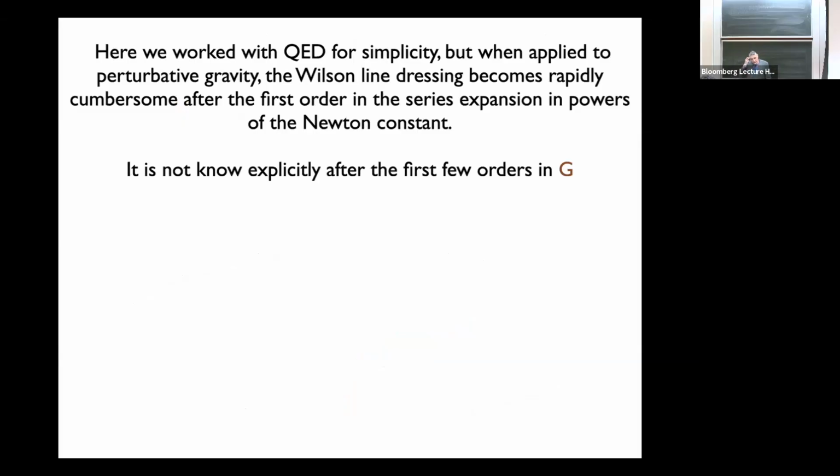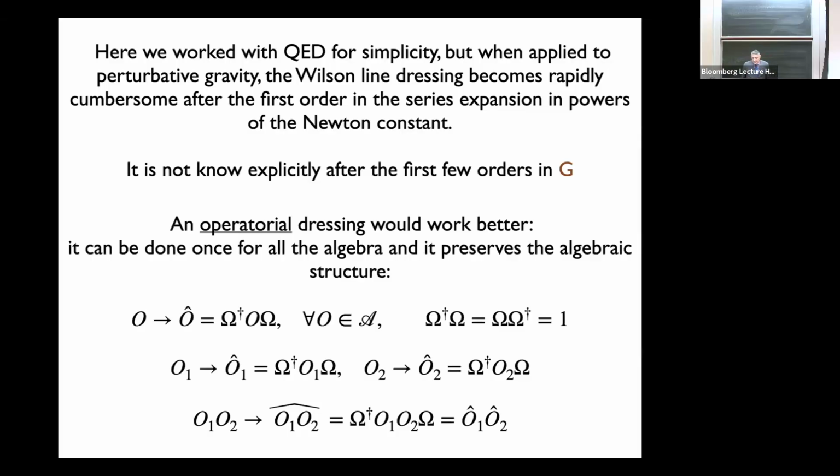Of course, we work with QED for simplicity, but when we try to dress operators in other theories, especially in perturbative gravity, the dressing constructions become very complicated very soon. The Wilson line dressing becomes cumbersome, in fact, after the first order in the Newton constant. And I don't think that is known after the first few orders. I mean, it can be done, everything can be done, but maybe we should not do it. Maybe we should think about a better way of dressing local operators.